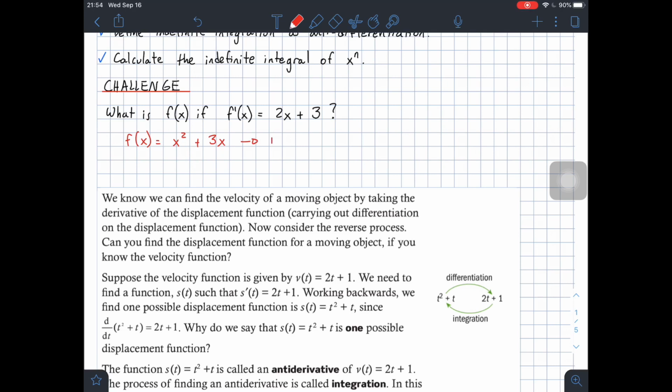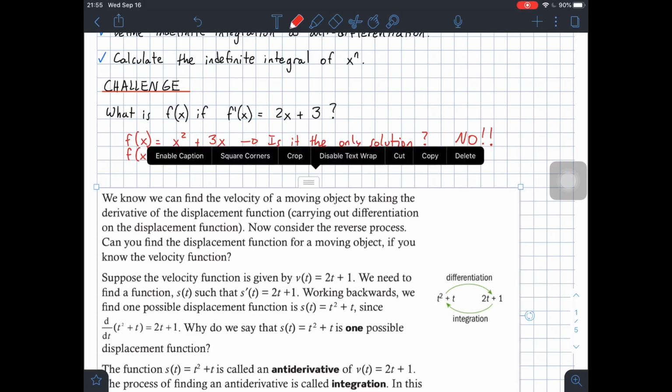Now, my question is, is this the only solution? What do you think about this? Try to think about this for a second. Is this the only solution? And the answer is no. We may find another function which has this expression as its derivative. For example, if we find the derivative of x squared plus 3x and let's say plus 2, you see that if I differentiate this, I'm still going to get this expression over here because the derivative of a number is always 0, right?